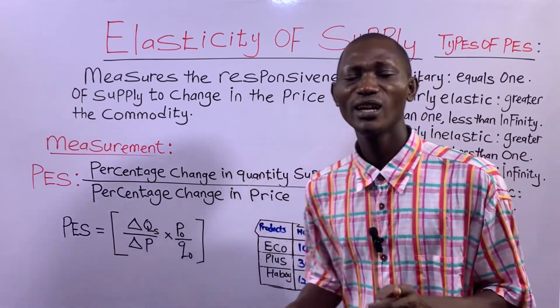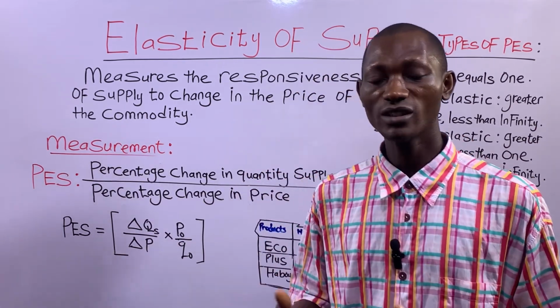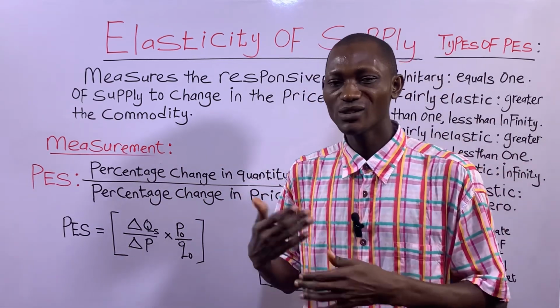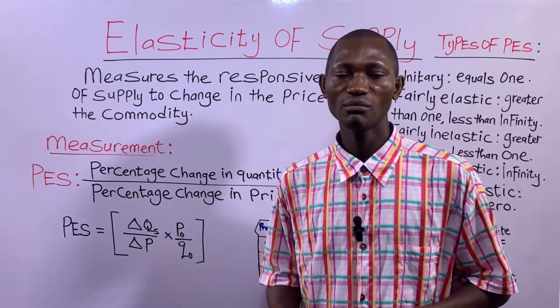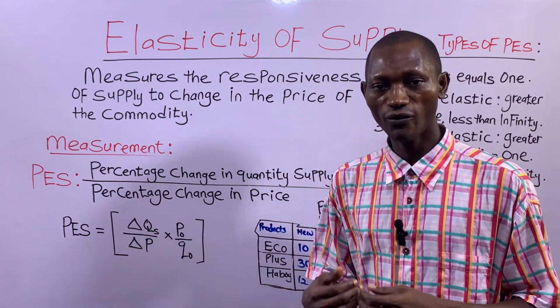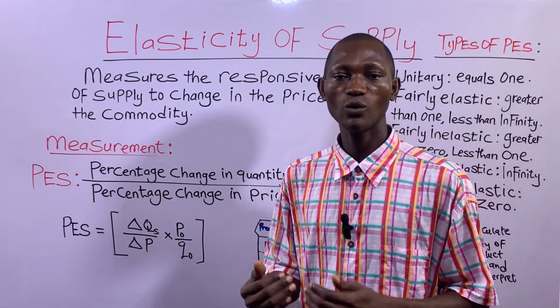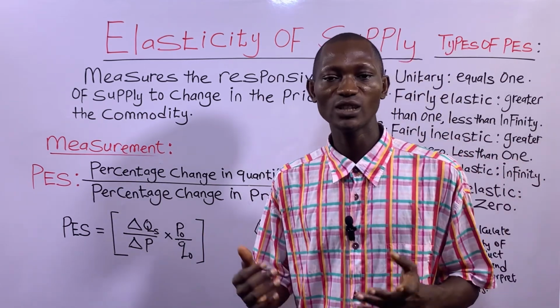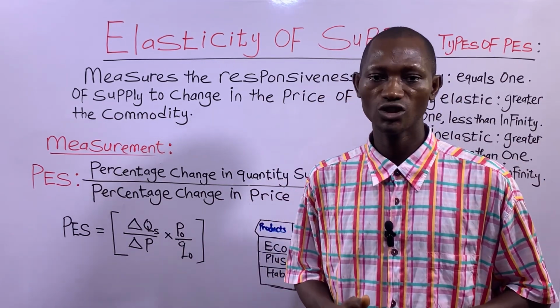And don't forget, when price rises, quantity supplied will increase, that means the supplier will be able to maximize more profits. But when price drops or falls, the quantity supplied will also reduce, and that is basically for the supplier to minimize the cost of production.